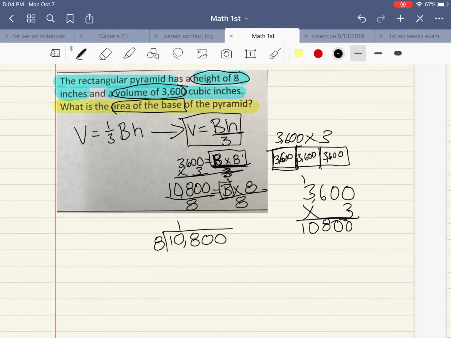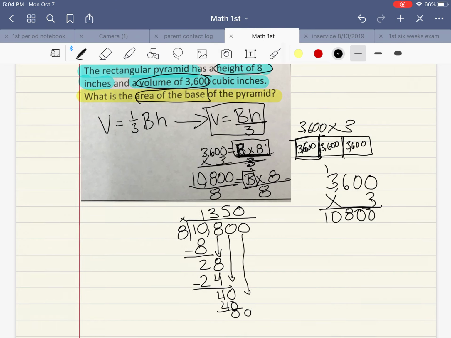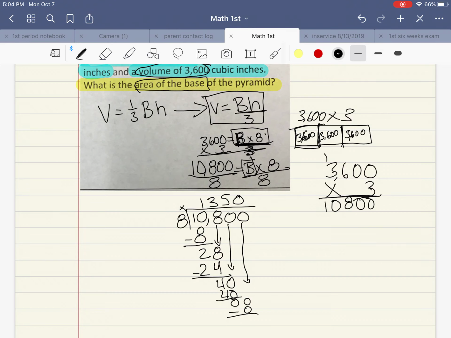So 10,800 divided by 8 gives me 1. And then 10 minus 8 would be 2. I bring down the 8. And then 8 times 3 would give me 24. And 28 minus 24 would be 4. Bring down the 0, and I end up with a 40. So 8 times 5 would be 40. And then I bring down my last number, 0. So 8 times 0 will give me that final 0 here. And that ends my division with a 0, so I have no remainders.